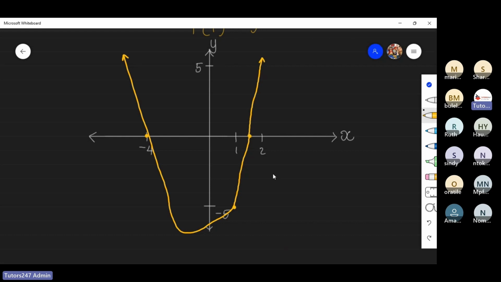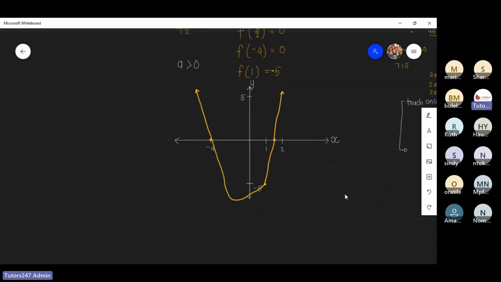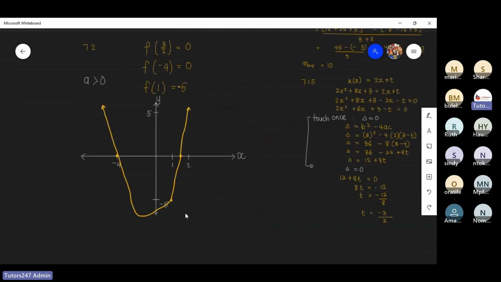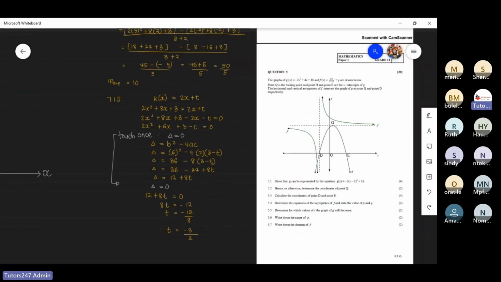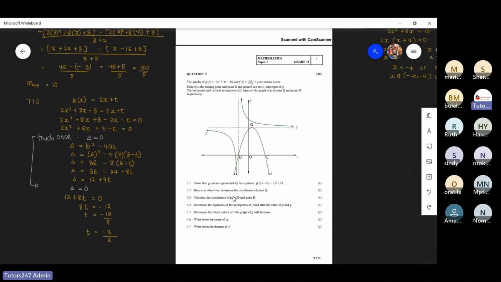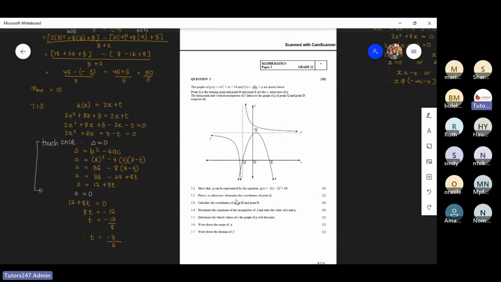All you need to do is draw your axis, plot the points that are given, and then identify whether you are dealing with an a greater than 0 or an a less than 0 function, and then plot those points. That was our last question of question 7. I believe the next question is a hyperbolic function and a parabolic function. It's 11:30. I think we should be able to do at least 3/4 of the question. If we do not finish, then I'll just send the solutions in the group.